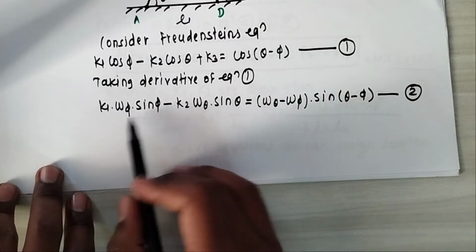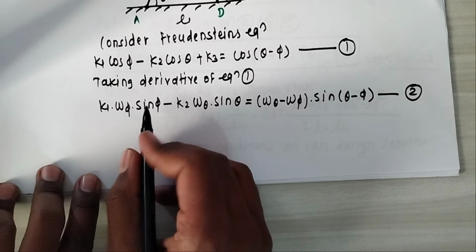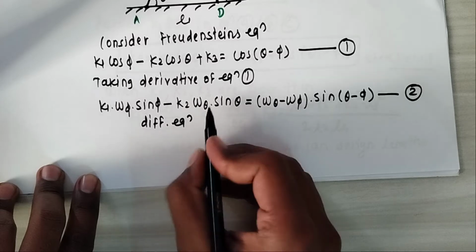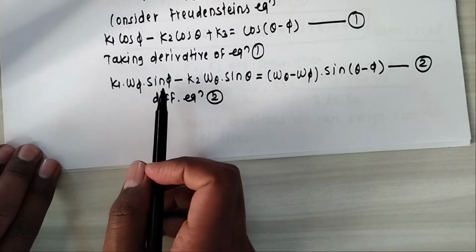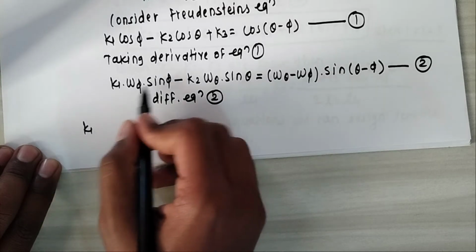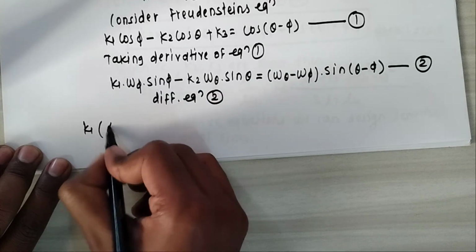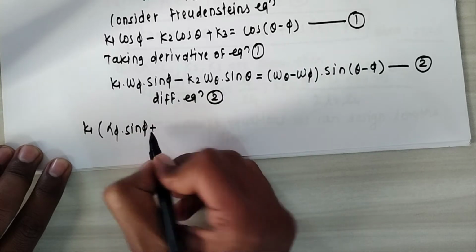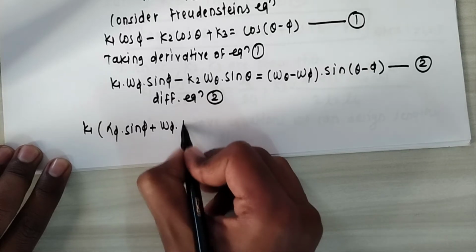Again, you can get terms in terms of omega theta, omega phi, and so on. So if I differentiate again, a second time derivative, differentiating equation 2, what does it give? Just see carefully. Here the variables are omega phi and sin phi, and k1 is only a constant. So k1 into, it is u into v, so differentiate very well: the derivative of omega phi is alpha phi into sin phi as it is, plus omega phi into the derivative of sin phi, which is cos phi.